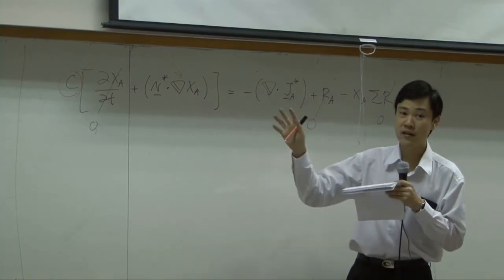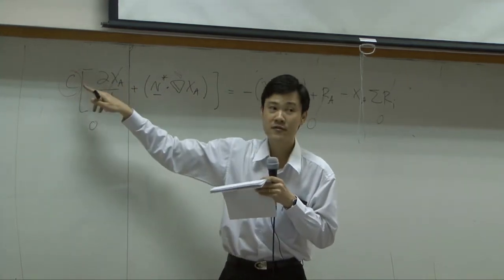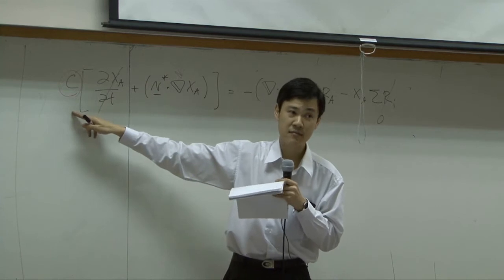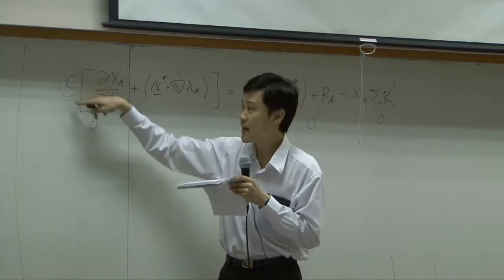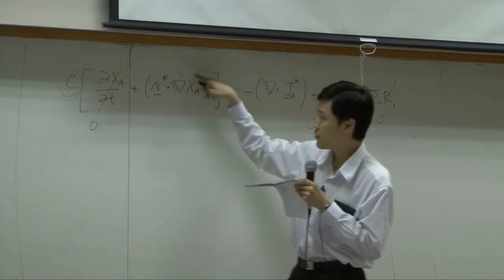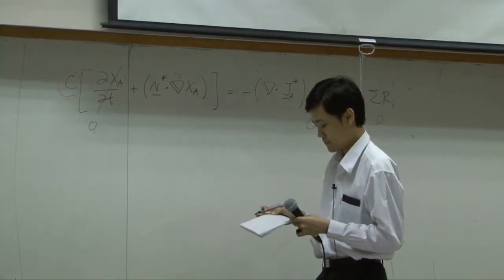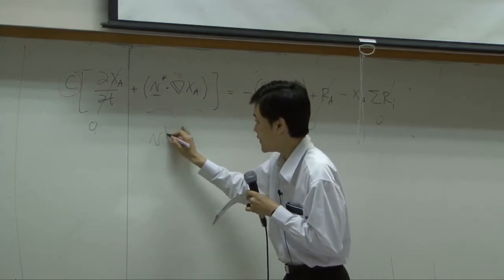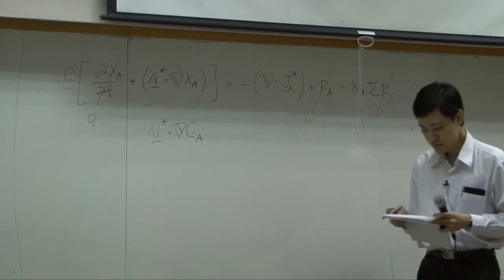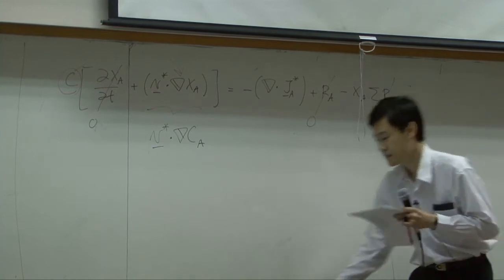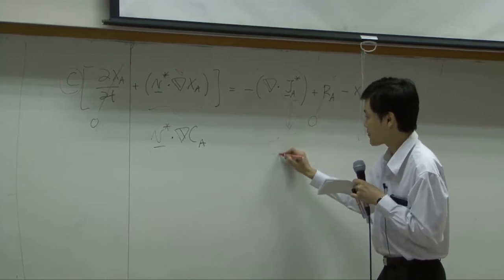Because right now, the majority of species is solvent. So this total concentration involves solvent, A and B, right? But the majority is solvent, so let's say solvent does not change by the reaction. So I'm going to say that this one is roughly constant. Remove this, or you can move it into the differentiation here. So now you have V star dot gradient of CA. Also, JA star.